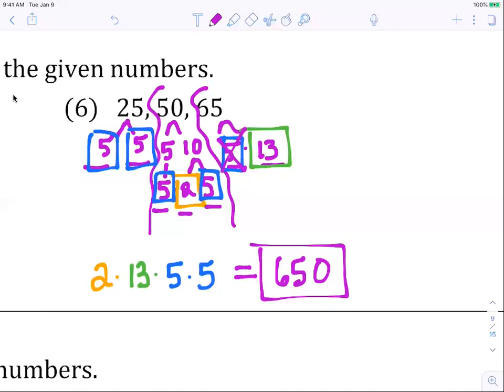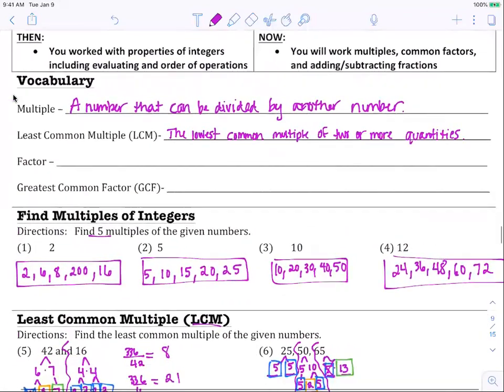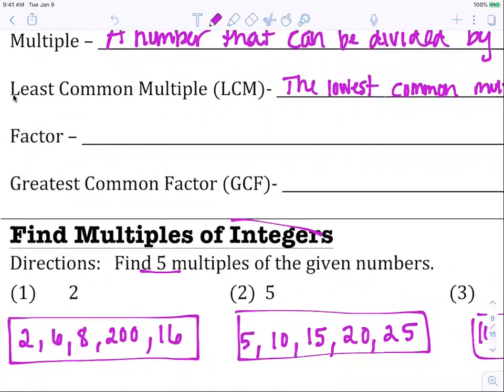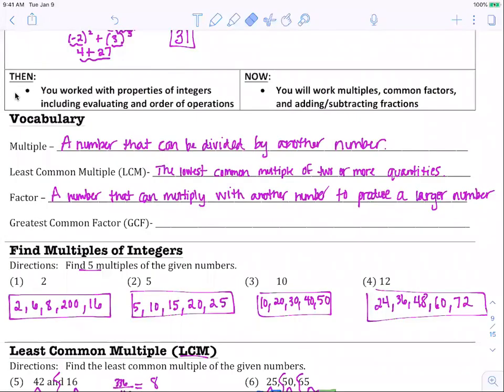Okay. Now we're going to go through and get into factors. The reason that we're going to do this today is simply the fact that factors kind of work the other way. Multiples, it's mostly about multiplying certain numbers together, whereas factors, we use division to break things up to find things that are factors of a given number. Now, what exactly is a factor? A factor is simply just a number that can multiply with another number to produce a larger number.